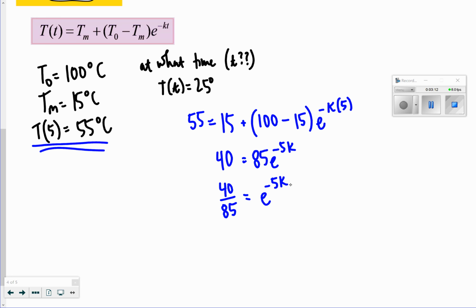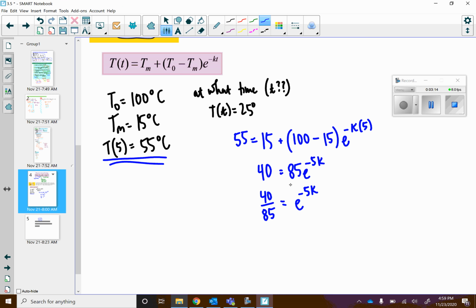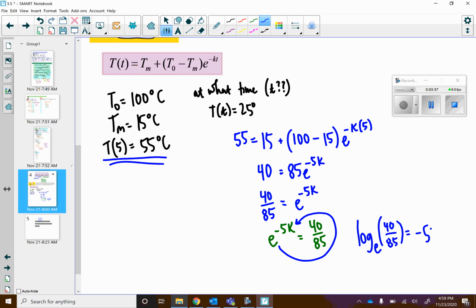Now remember, our swirl works when the base is on the left, so I can rewrite this as e to the negative 5k is equal to 40 over 85, and then do a little swirl, which would mean log base e of 40 over 85 is equal to negative 5k, which is perfect and correct.